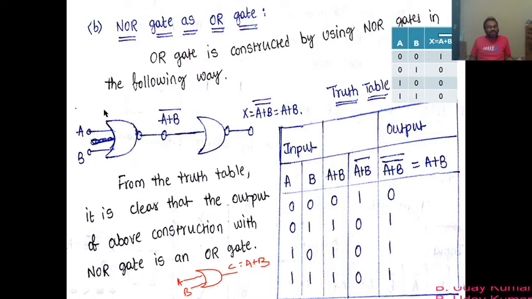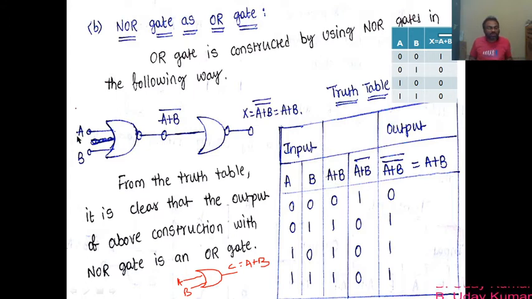So how can we say that this construction is acting like an OR gate? To find that, you just have to draw the truth table of this construction or configuration. Once you draw the truth table of this configuration, you can automatically say that it acts like an OR gate. How do we check it now? Let us assume that this is the first NOR gate, and this is the second NOR gate. You know that in general the NOR gate has two inputs and one output, right?